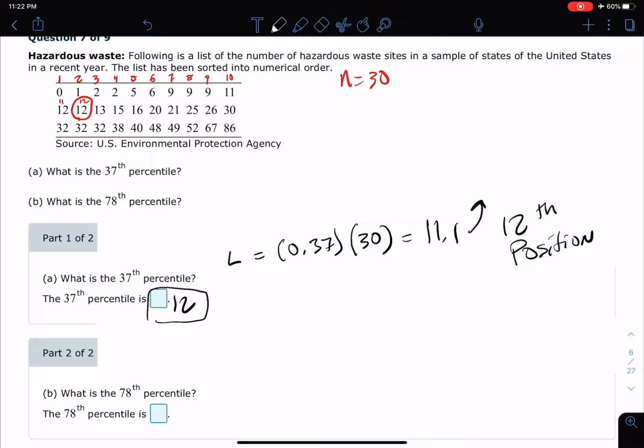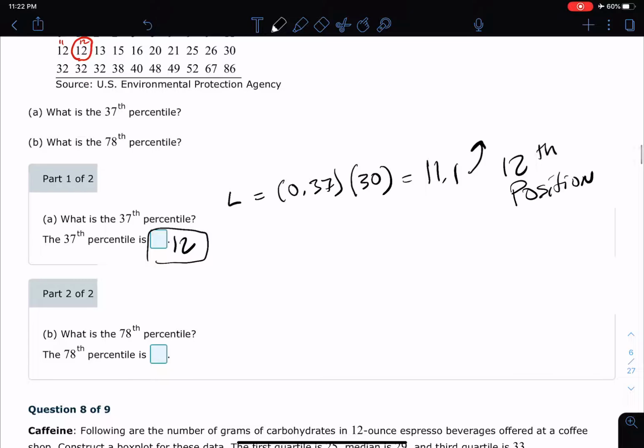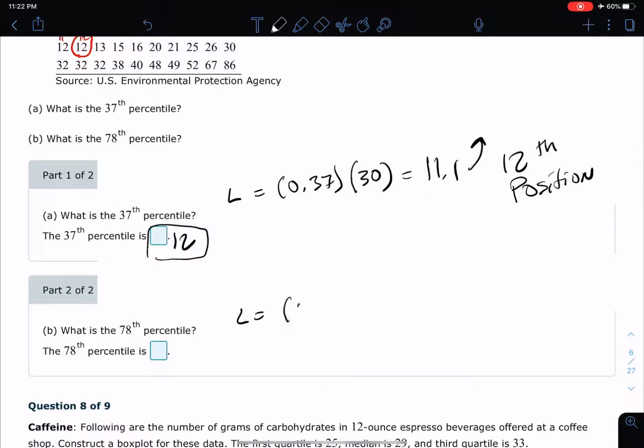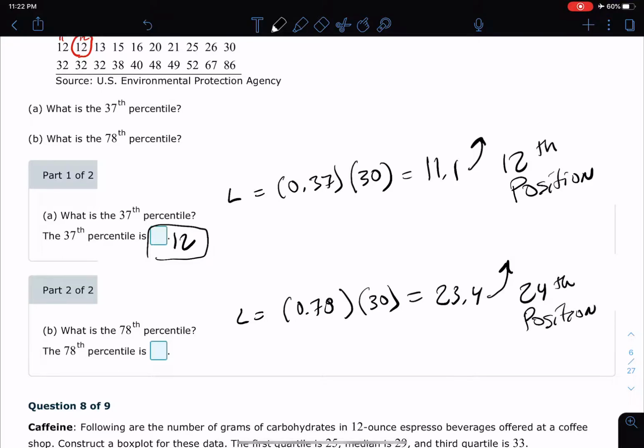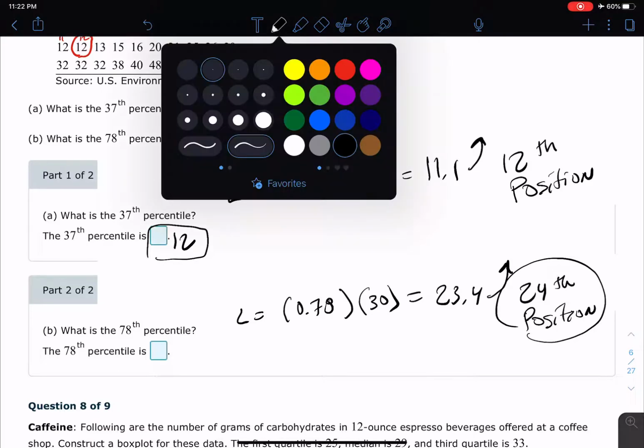So now we go to the 78th percentile. L equals 78 hundredths times the number of data, 30. And when we multiply that, what do we get? 0.78 times 30 is 23.4. It's a decimal, so we round up to 24. So we've got to go to the 24th position and report what that is.